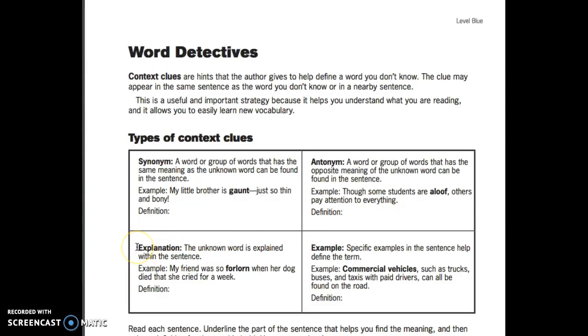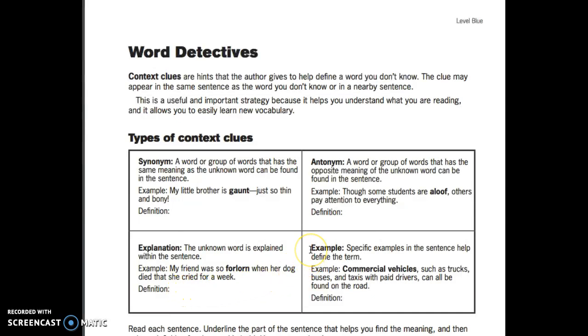Another way is the sentence will give an explanation. The unknown word is explained within the sentence. Here's an example. My friend was so forlorn when her dog died that she cried for a week. So an example of being forlorn is crying for a whole week. So I can take that explanation and come up with a definition that forlorn can mean to be very sad for a long time.